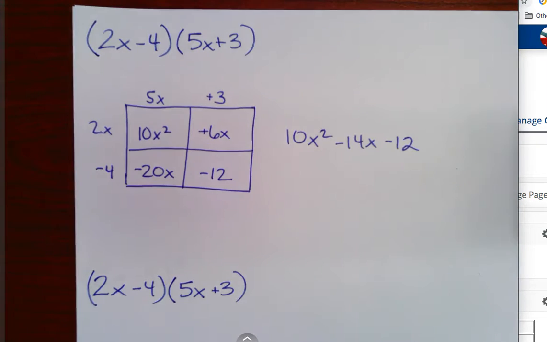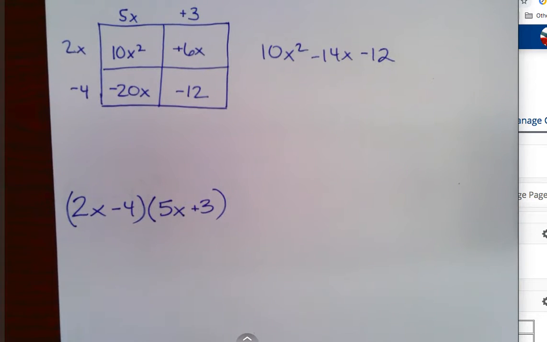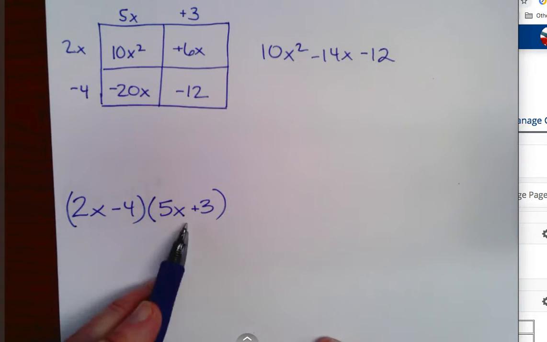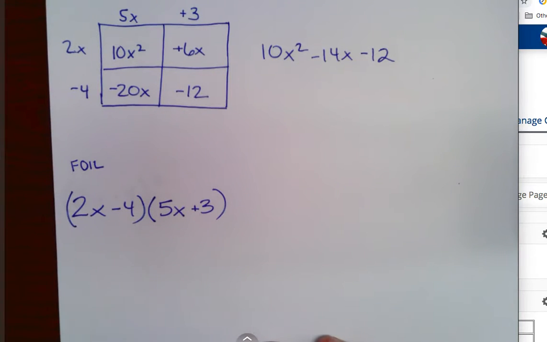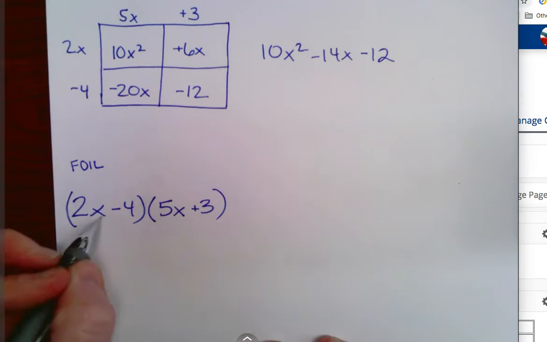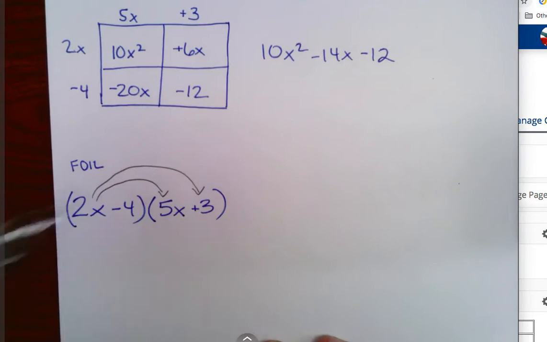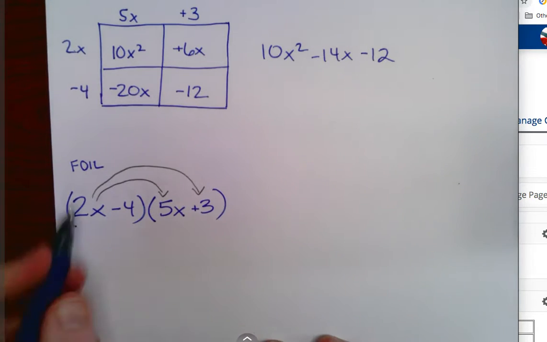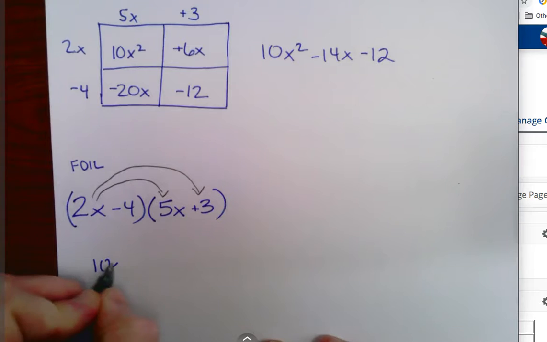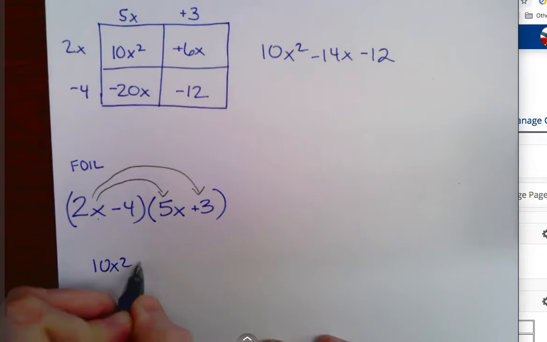All right. The other method that we learned was just by using the distributive property. So when it's a binomial by binomial, I told you it was called FOIL back when I learned it, but that was just a way for us to remember to multiply all the terms. But basically what we're going to do is take 2x times 5x and then 2x times 3, the first terms and then the outer terms. 2x times 5x, 10x squared. 2x times a positive 3 is plus 6x.